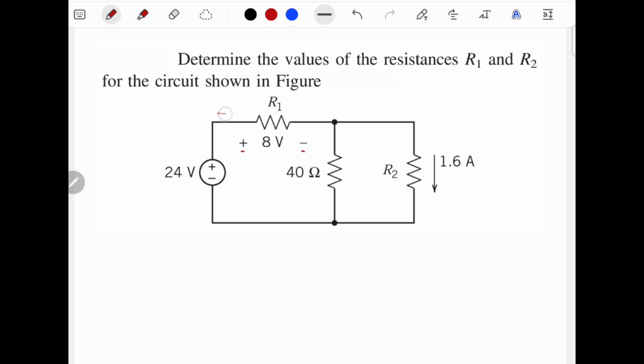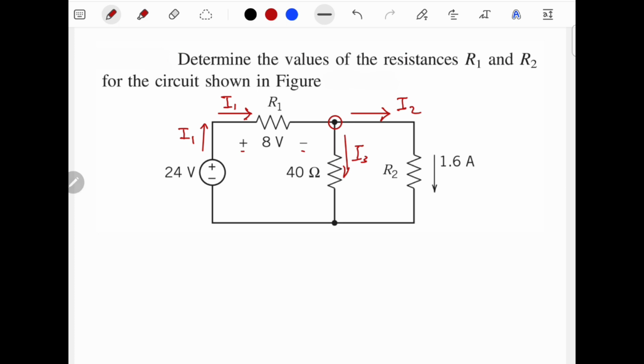This means that the current entering the resistance should be in this direction as well. So this current is supplied by the voltage source, which has a value 24 volt. The current I1 at this node will be split into two, one going in this direction, and we will call this I2, another one going in this direction, which we will call it I3.